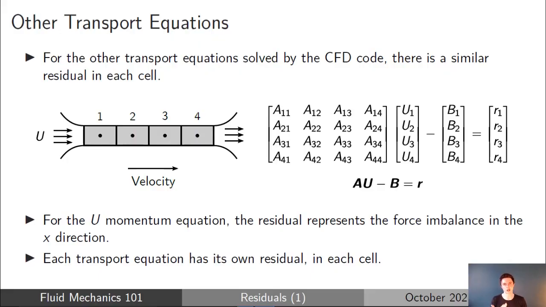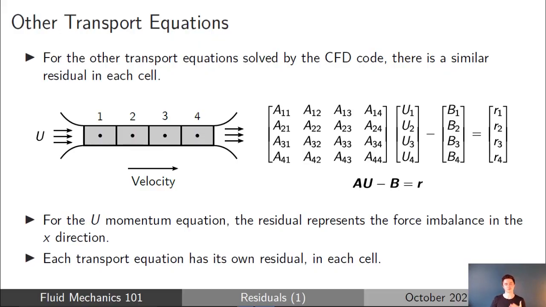But for every transport equation that the CFD code is solving for, we will have a matrix equation of the form AT equals B or AU equals B if you have the U momentum equation. And you could follow exactly the same logic that we've done here for the energy equation for these equations as well. And for the U momentum equation, for example, we have this residual vector calculated, but this time the components of the residual vector represent the local force imbalance in each cell in the mesh. So rather than the energy imbalance, it would be the local force imbalance in the x direction for that particular cell in the mesh. And you can see from the same logic that if you solve the V momentum equation, it would be the force imbalance in the y direction, and so on.